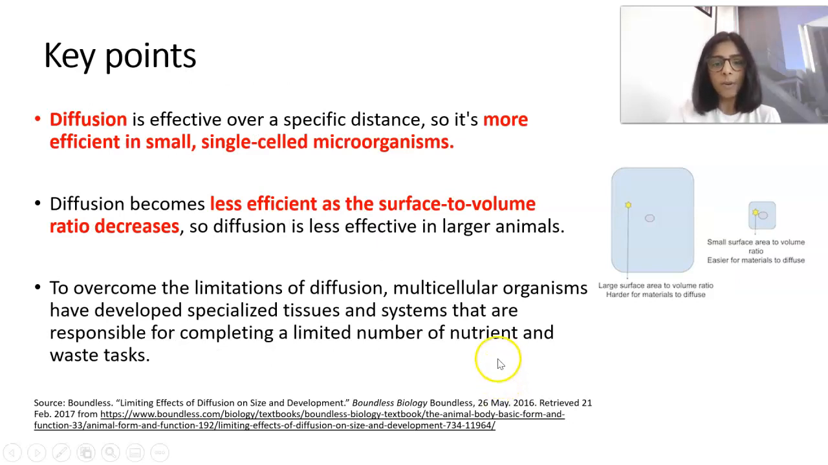Okay, so key points that I want you to take away from this lesson. Diffusion is really effective over small distances. So it works really, really well with small cells rather than bigger cells. Diffusion is not very efficient when it comes to large distances. So a large surface area to volume ratio means that it's going to take longer for a molecule to diffuse in or out. So therefore, having a small surface area to volume ratio means that materials will diffuse much faster.